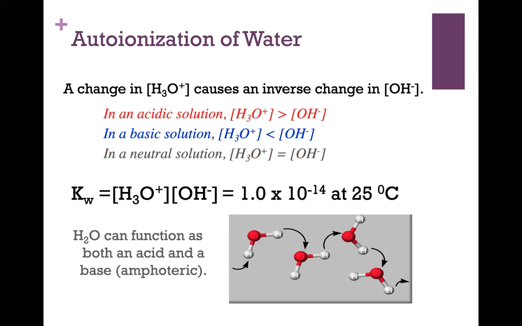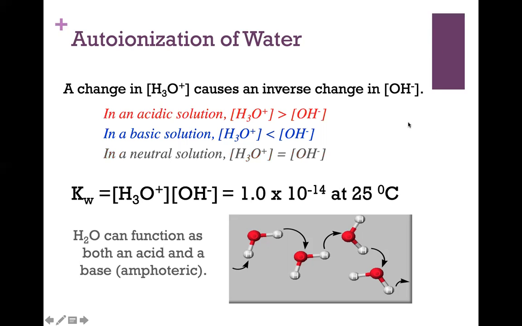Kw equals those two times each other, and they will always equal 1 times 10 to the negative 14th. Our water, and here's a little vocab term for you. Water can be described as both an acid and a base. It's amphoteric. Amphibians, both land and sea.